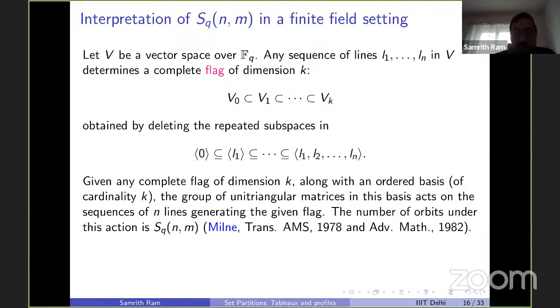These were studied by Milne in a sequence of papers. In fact, these q-Stirling numbers go back much earlier. I think they were initially introduced by Carlitz in a very early paper, I think in the 20s or 30s. But I think this combinatorial interpretation, the first combinatorial interpretation in a finite field setting, is probably due to Milne.